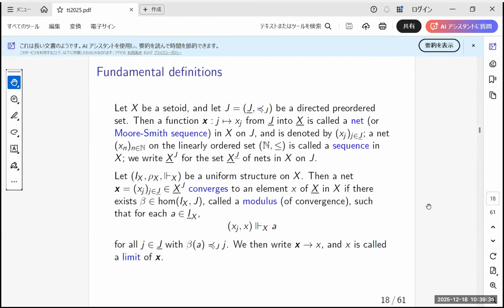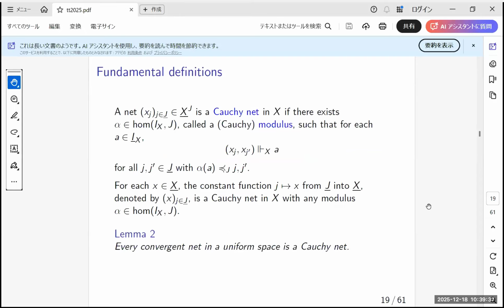And the cosinet is also defined as usual, but with a modulus. The constant function from J to x, where x is an element of X, is a cosinet with any modulus. And we can show that every convergent net in a uniform space is a cosinet.